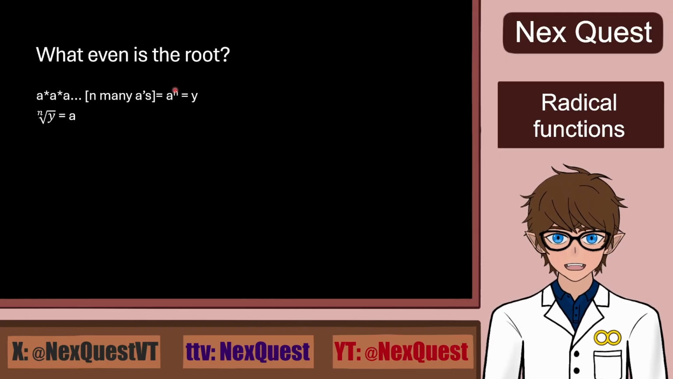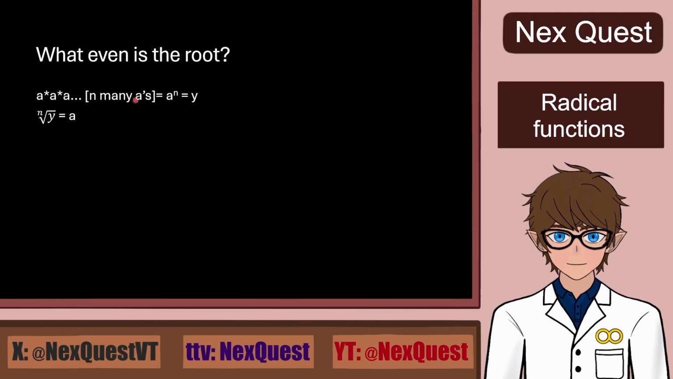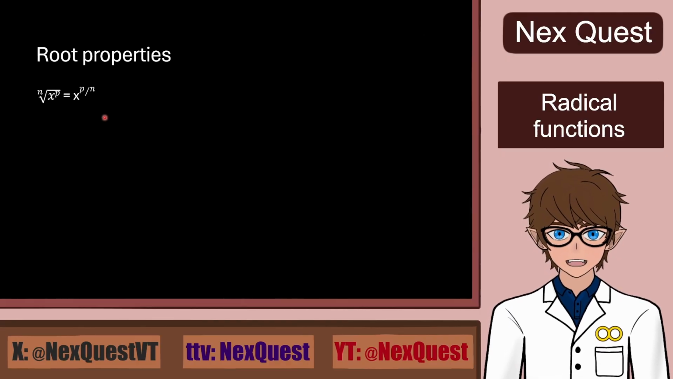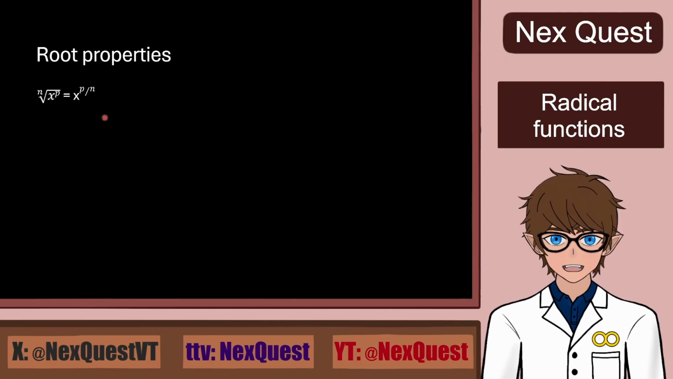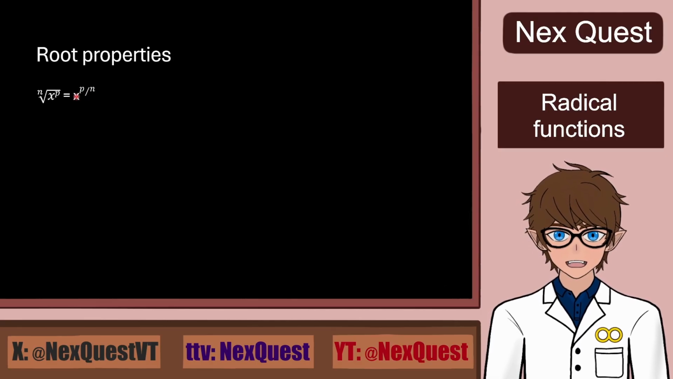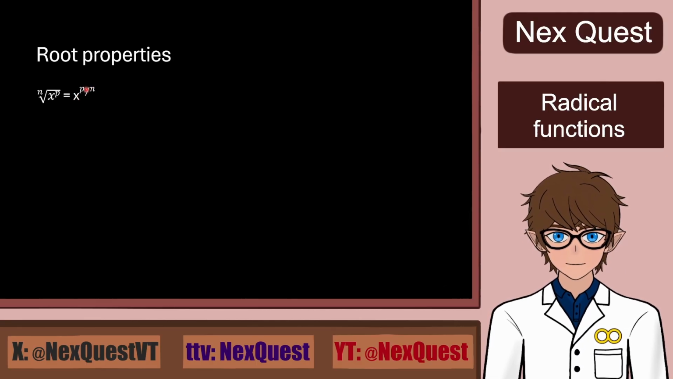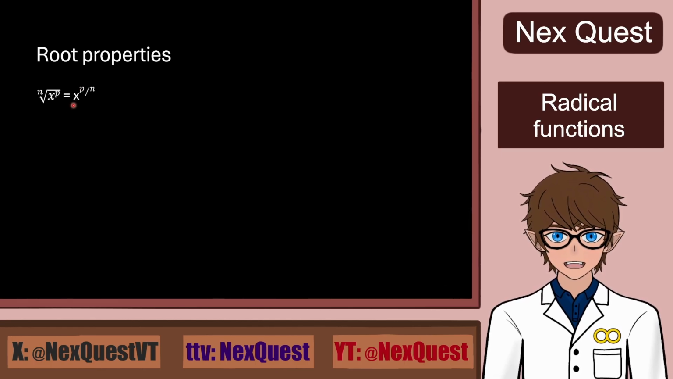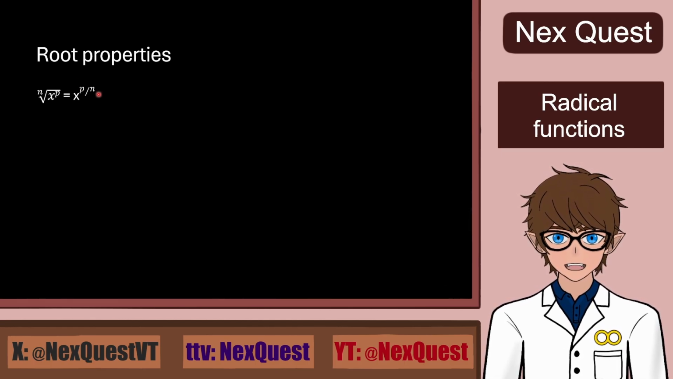This is how we would write it: a to the power of n is y, nth root of y is a. So time for some helpful properties that can help us solve these problems. As we know, a fraction exponent is basically a compact way of writing a root, and this can help us a lot. So the rules of exponents still apply here, so it's easier to work with them.